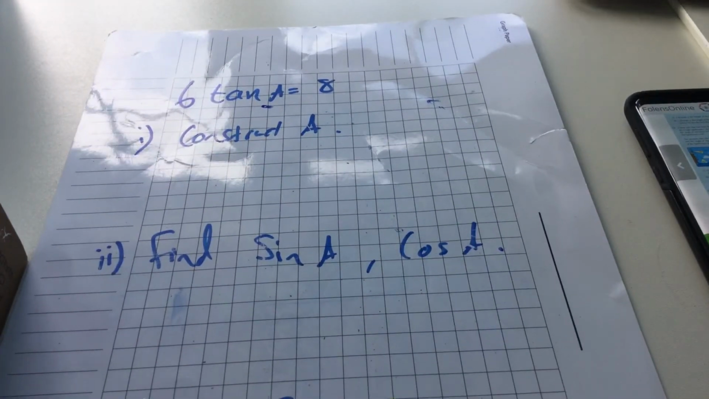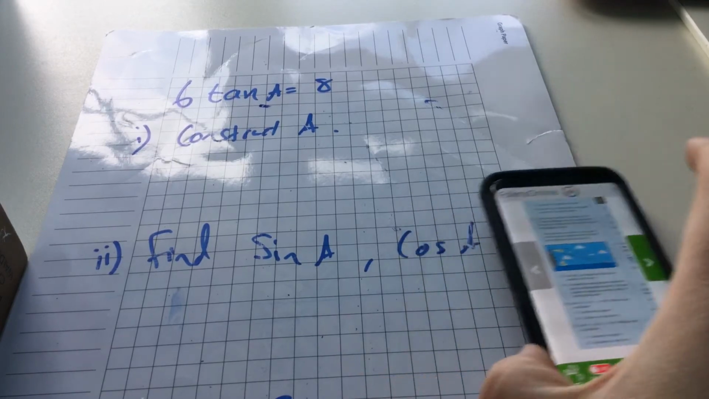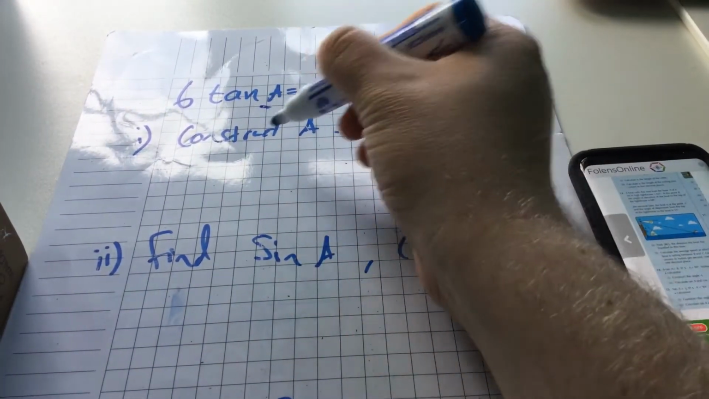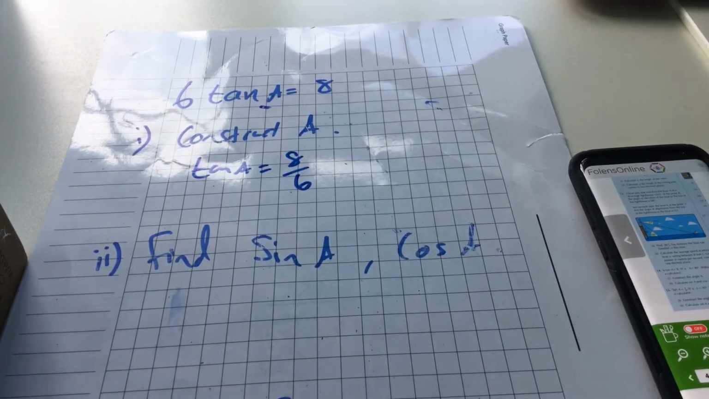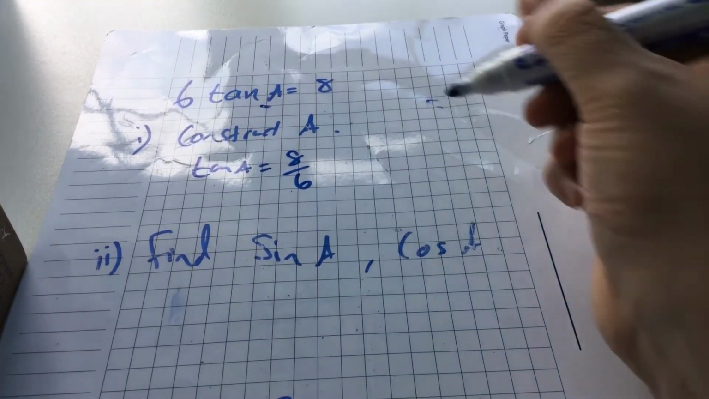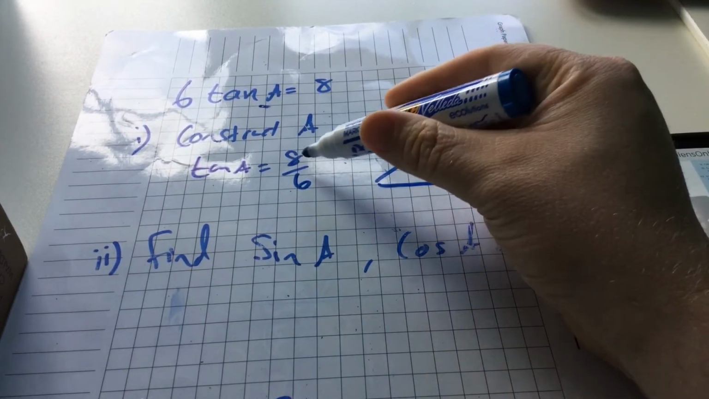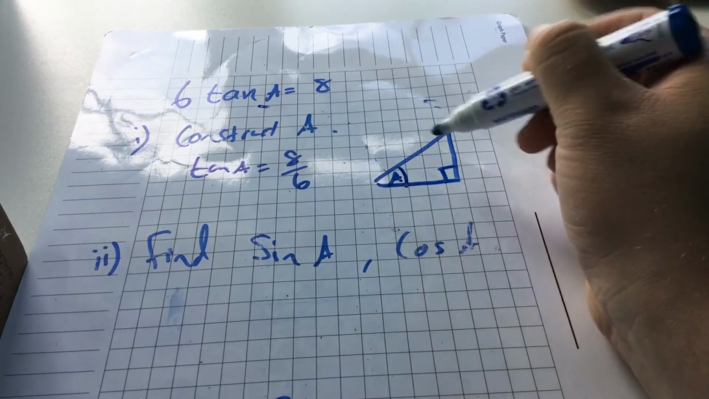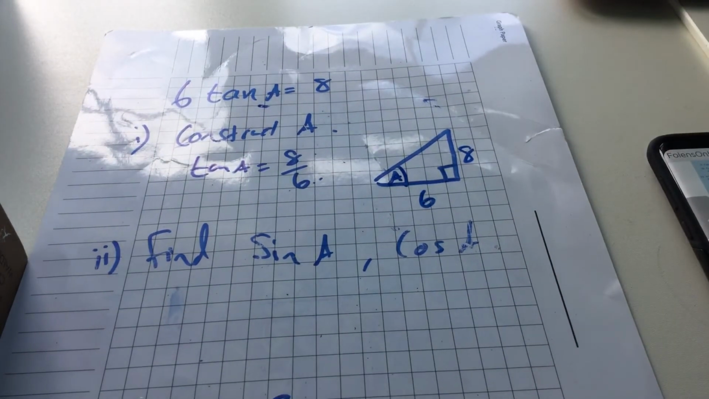Okay, now this question 14. 6 times tan A equals 8. Now we know that tan A should be a fraction. So if I divide across by 6 here, I'm going to get tan A equals 8 over 6. Okay. It asks me to construct angle A. What it means by that is just draw a little right angle triangle and label one of the angles A. 8 over 6 is opposite over adjacent. So 8 and 6. That's what it asks me to do for angle A.